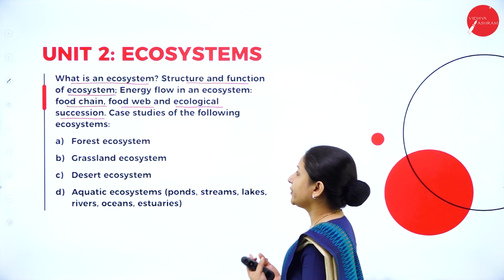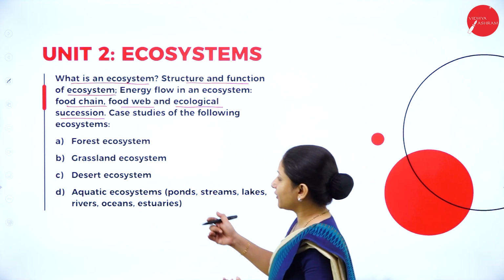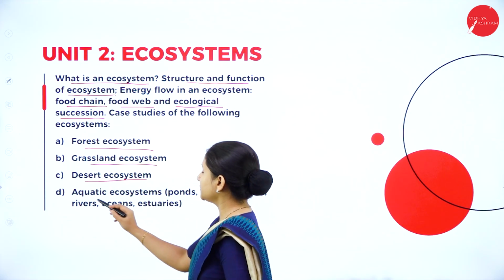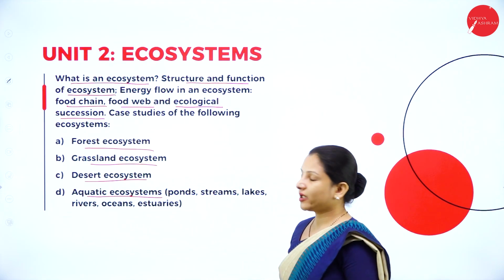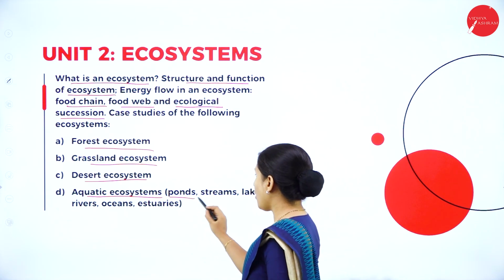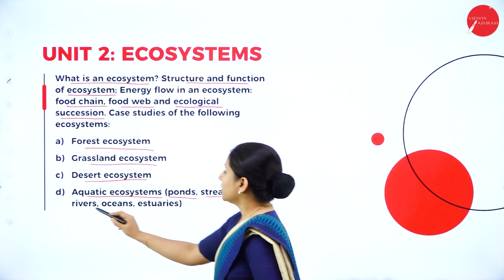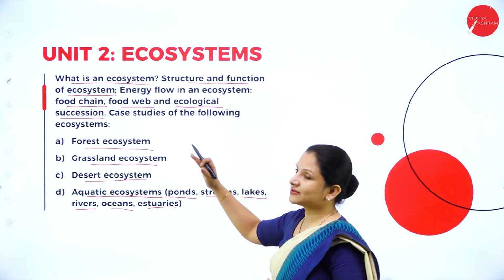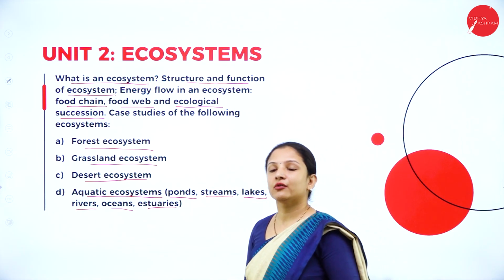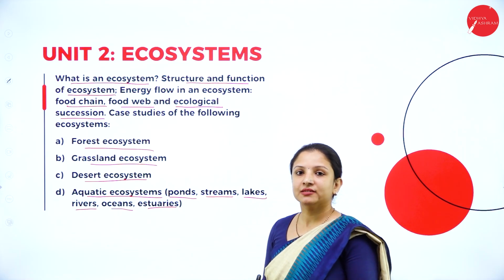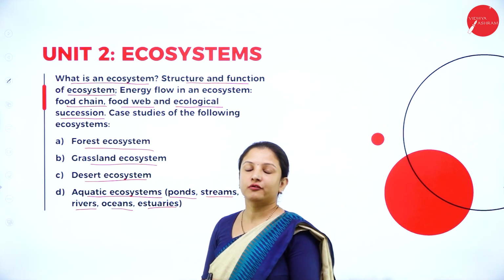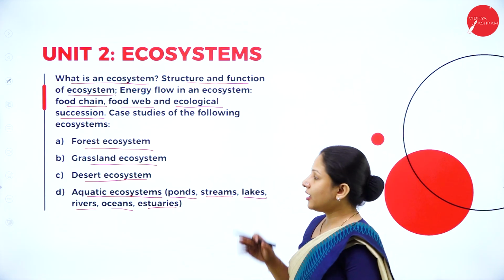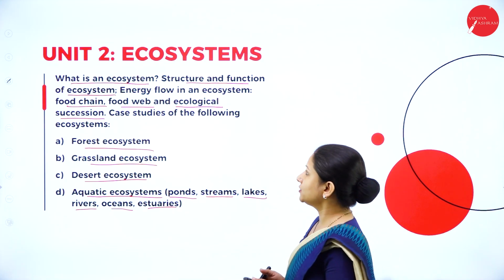We also need to study the forest ecosystem, the grassland ecosystem, the desert ecosystem, and the aquatic ecosystem, wherein we need to study about ponds, streams, lakes, rivers, oceans, estuaries, etc. Each of these different ecosystems has its own kind of species of plants and animals, or flora and fauna, growing on it. So all that we need to study under these different types of ecosystems.